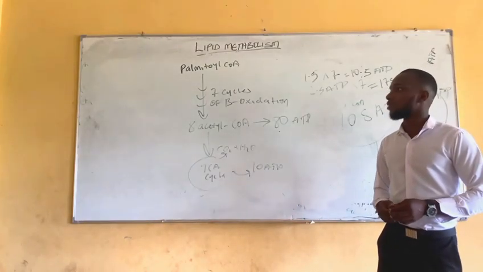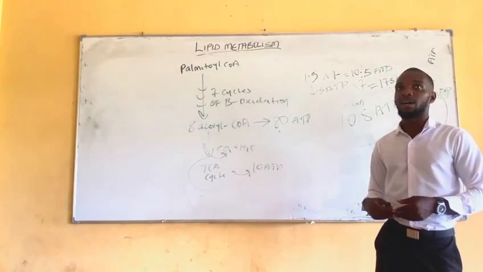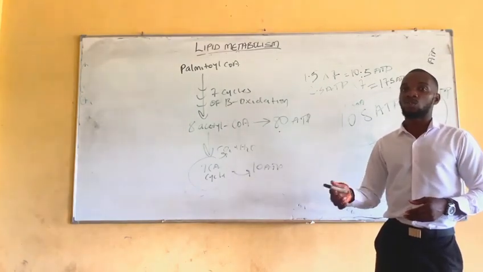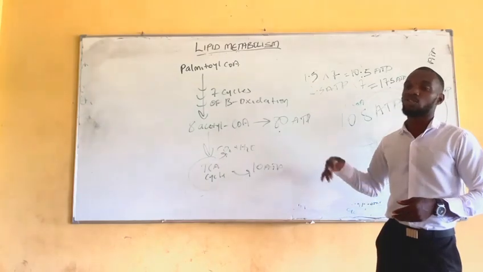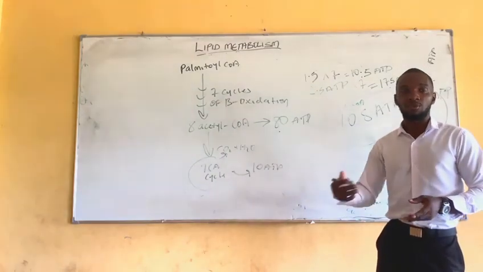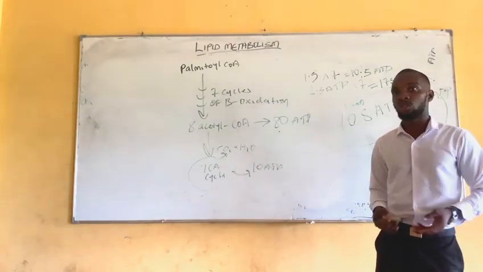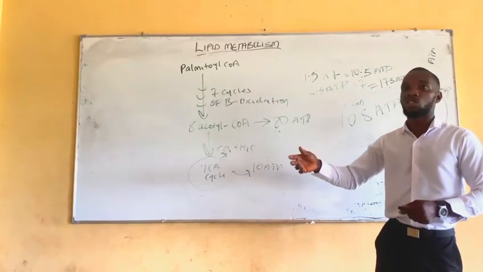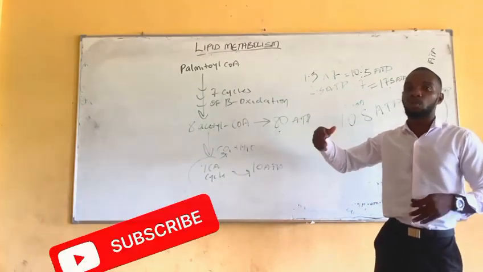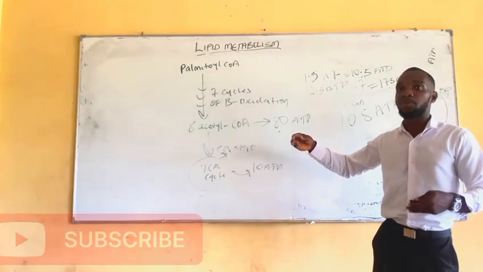You have successfully finished the beta oxidation. There are other oxidation pathways like alpha oxidation and omega oxidation. Those are the minor pathways. Beta oxidation is by far the most common. And there's also the peroxisomal oxidation in the peroxisomes. This will come in a subsequent video.